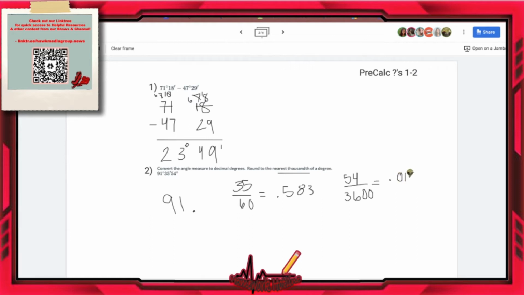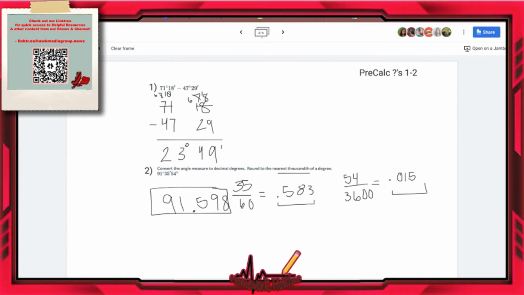And you would just add these numbers together to get your final part of the answer. And that would just give you 0.598, because the thousandth is where it should be. So this is the final answer for this one. Okay, so moving on to our next one.